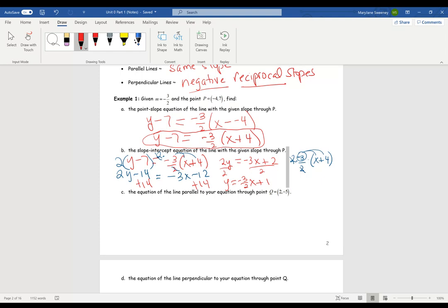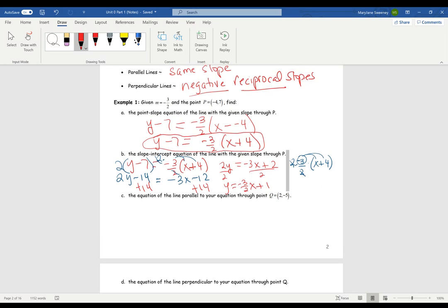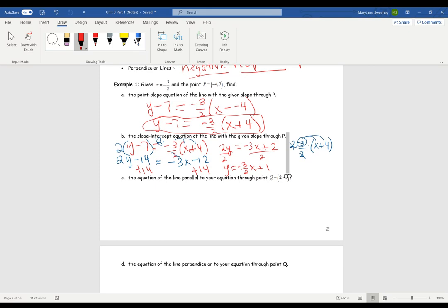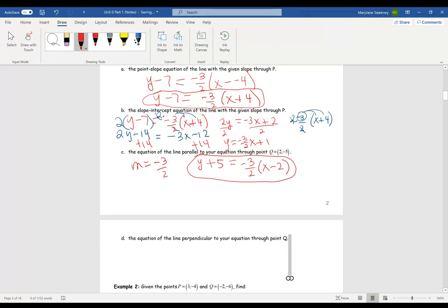Okay, so parallel to your equation through the point (2, negative 5). Parallel means we should have the same slope. And then through (2, negative 5), so it's y minus negative 5, or if you want to go right to plus 5, equals negative 3/2 times (x minus 2). So it's passing through that point, but with the same slope.